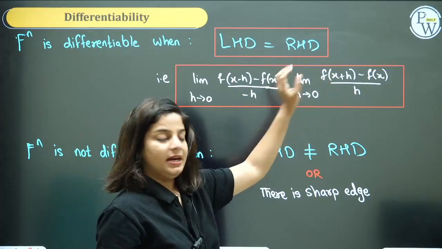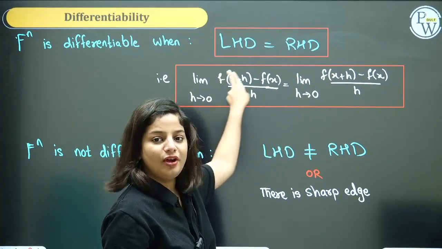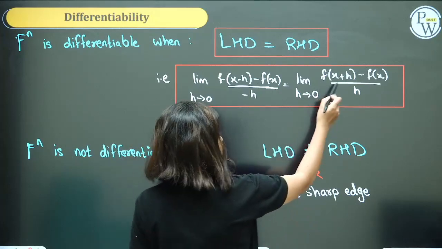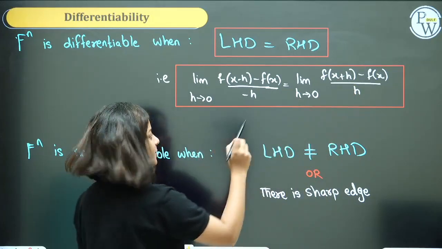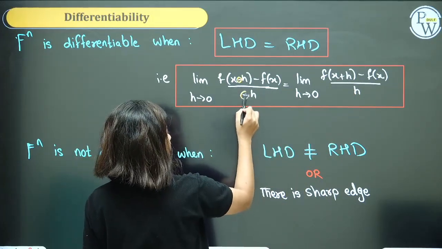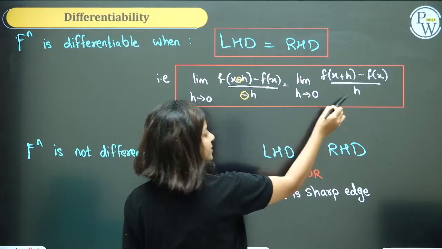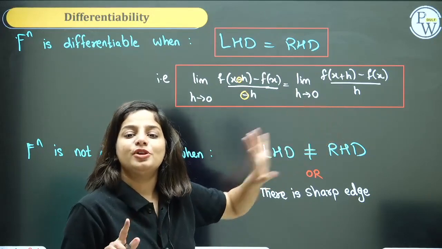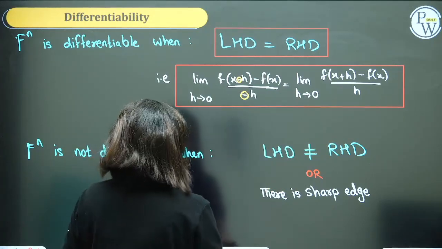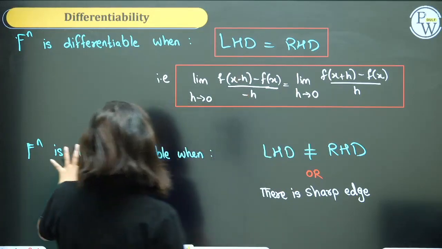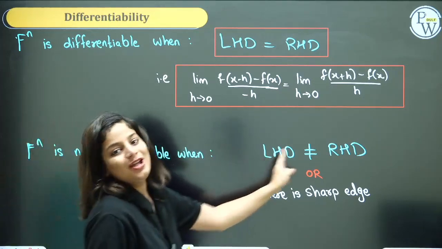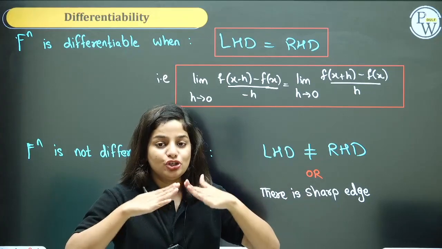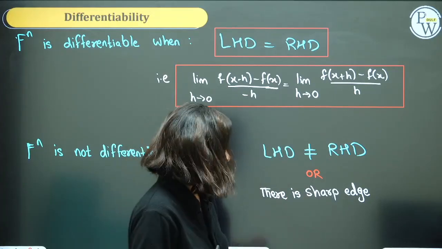LHD equal to RHD. Limit h tends to 0 f of x minus f of x upon minus h is equal to f of x plus h minus f of x upon h. The only difference is here there is a minus sign, whereas you can notice a plus sign on the right hand derivative. This is nothing but your first principle of derivative, class 11th. And what's the reason for function not differentiable? When LHD is not equal to RHD, or when it has a sharp edge, sharp point, right?